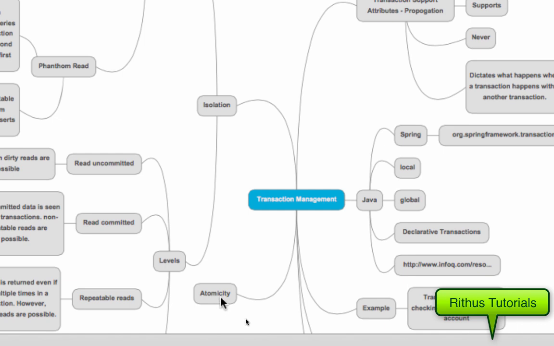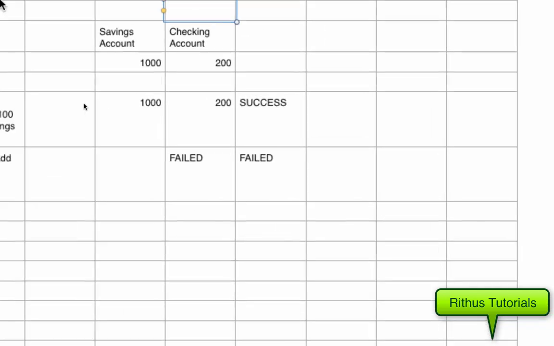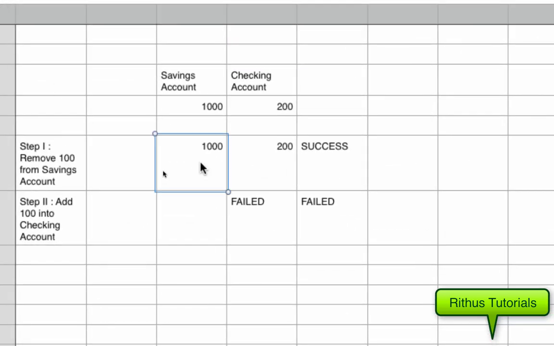Atomicity is what we basically looked at in the previous example. Either a transaction should be completely successful or it should not make any change. So either step 1 and step 2 should be successful together, or they should not be. If any of them fail, all the changes done by the previous steps should be reversed. This is called atomicity. Atomicity is also called all or none. Either all steps are successful or no change is done on the system.